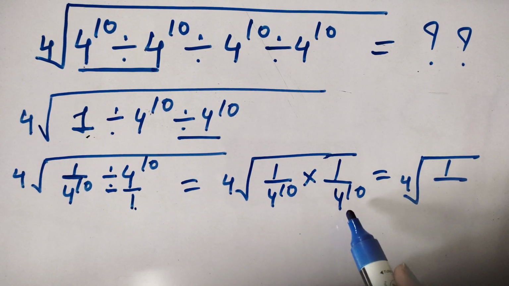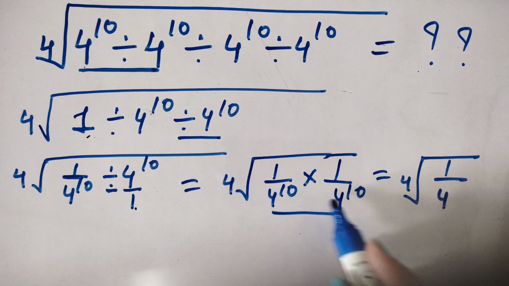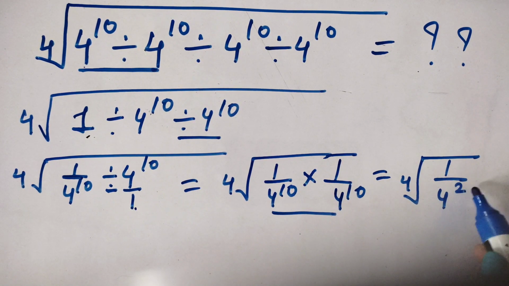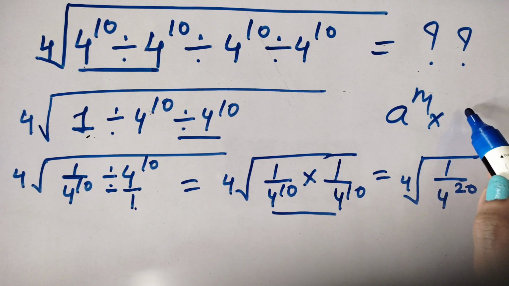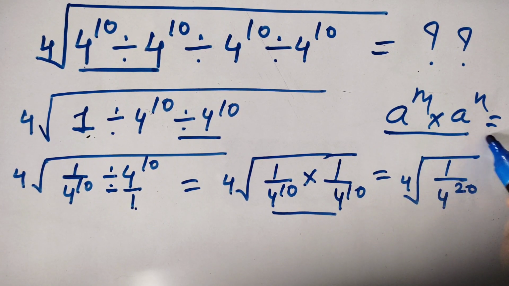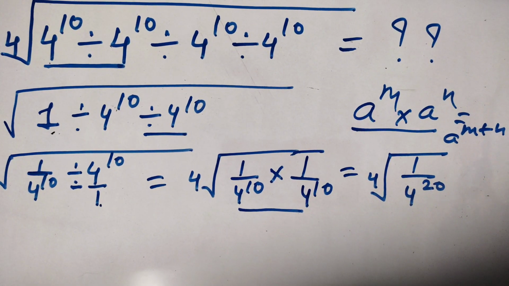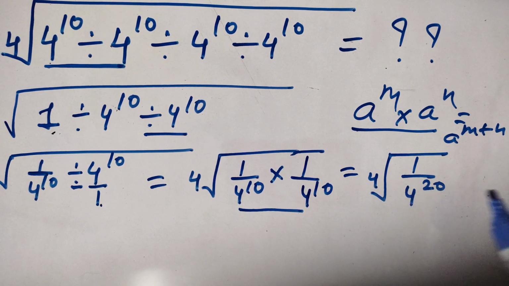Now you can see 4 power 10 and 4 power 10. So the bases are the same, so the powers should be added. 10 plus 10 is 20. We are using the law of exponent. Which law? Suppose the bases are the same, so the powers should be added. Now you can see the 4th root of 1 upon 4 power 20.